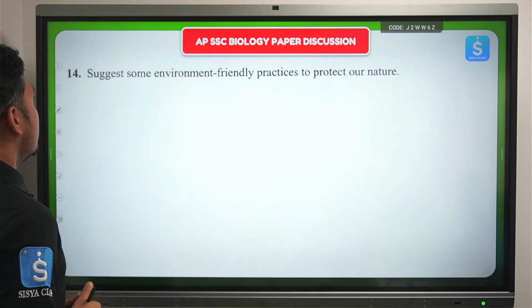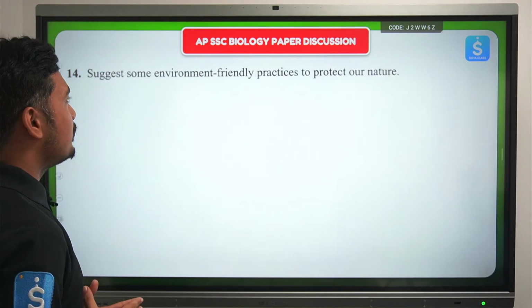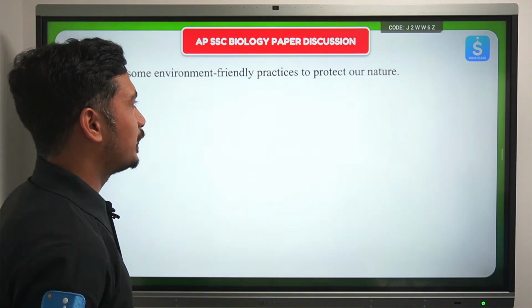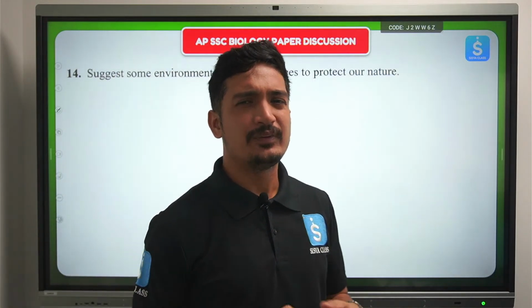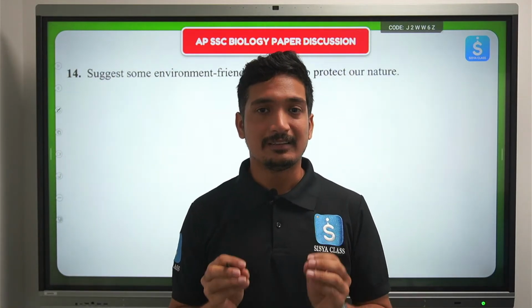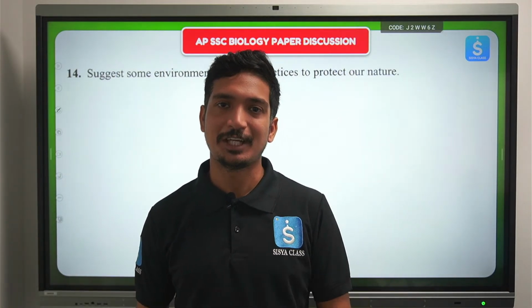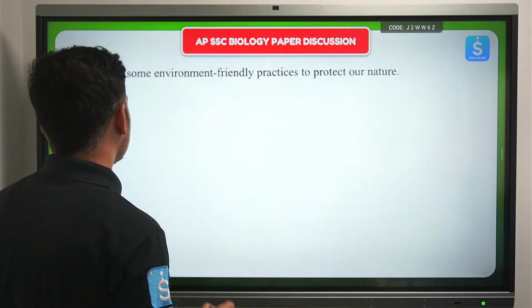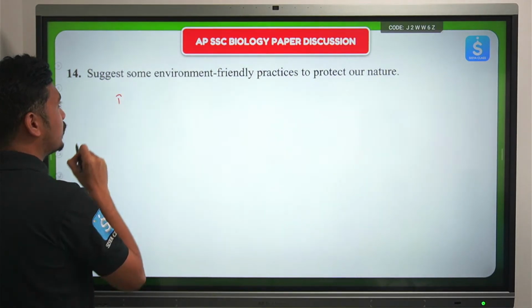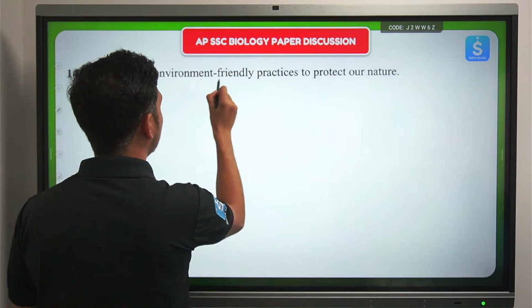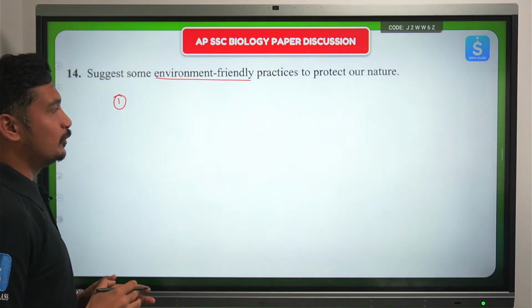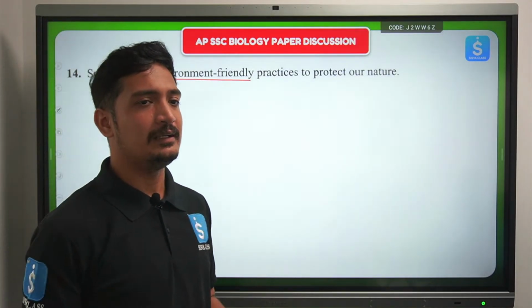The next thing is, suggest some environmental friendly practices to protect our nature. Now this is one of the easiest questions, and this is coming for only 4 marks. You should be very happy for it. So let's see the first part. The question is what you will do to help the environment. What are environmental friendly practices?